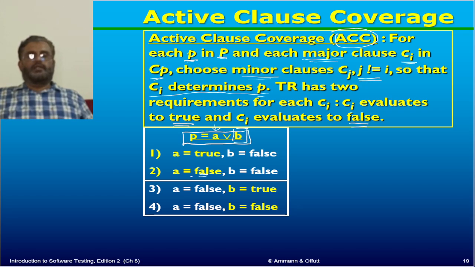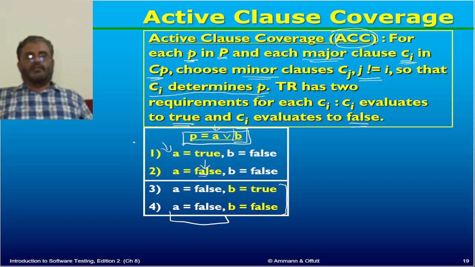And in the same way, if I set the value of A to be false, then the whole predicate is dependent on the value of class B. If B is true, then the whole predicate will be true, and if B is false, then the whole predicate will be false. So if you look carefully, here A is the major class and its value is changing from true to false, and it is also determining the predicate P. And in the same way, as we said in the definition, for each major class Ci in C subscript P, we have to make all the classes in the set of classes to be major classes one by one.